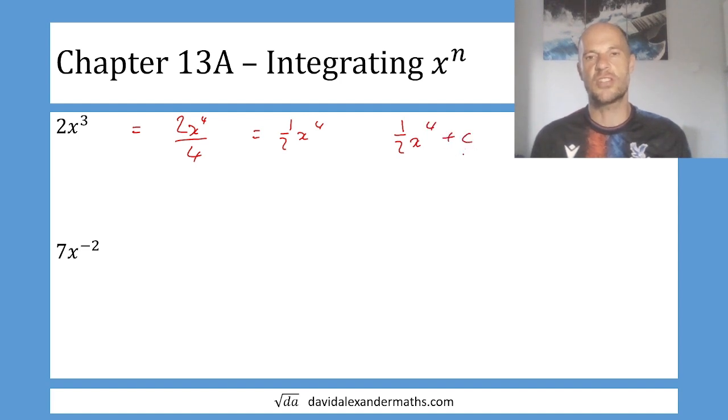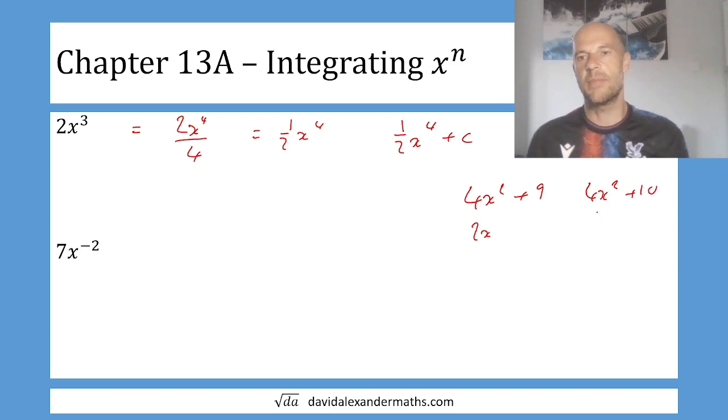This is the constant of integration. Okay, so let's say, for example, I was differentiating 4x squared plus 9. Well, that would simply become 2x, and the 9 vanishes. Now, if I were to differentiate 4x squared plus 10, it's exactly the same derivative, it's just 2x.